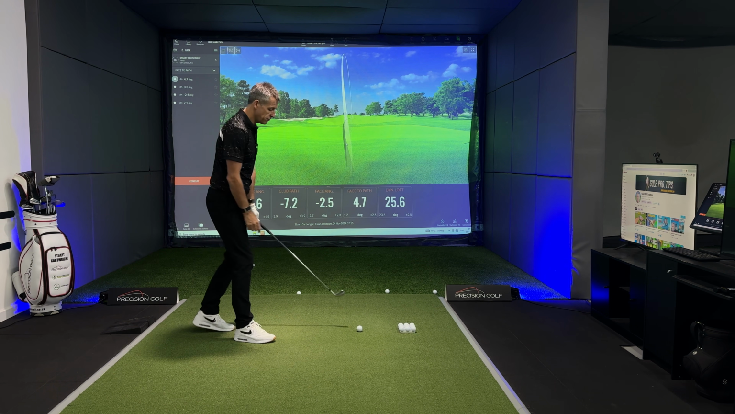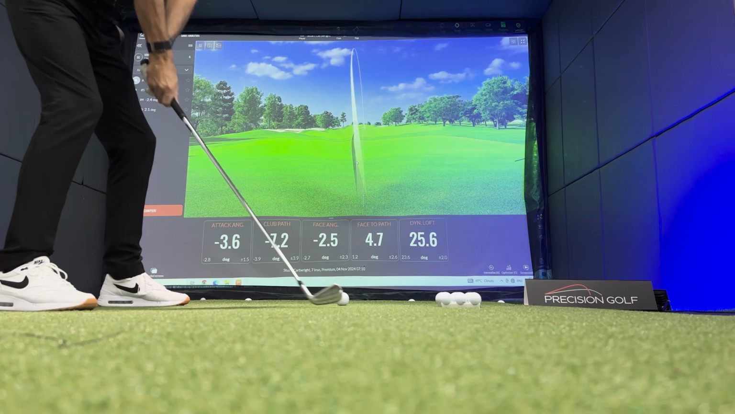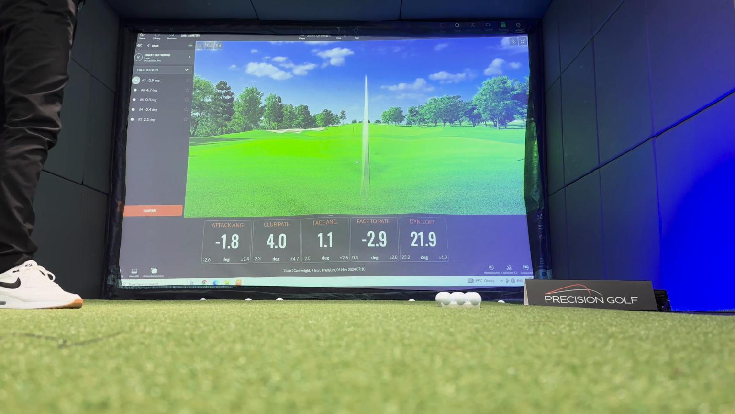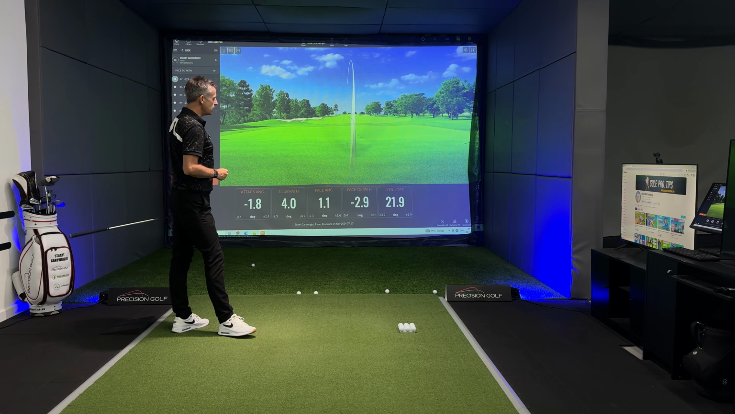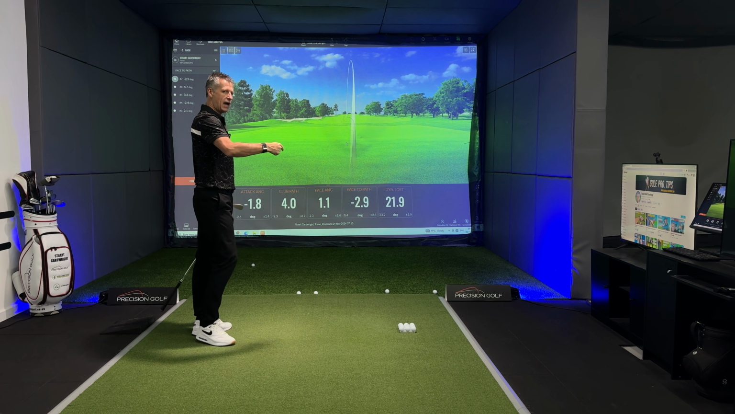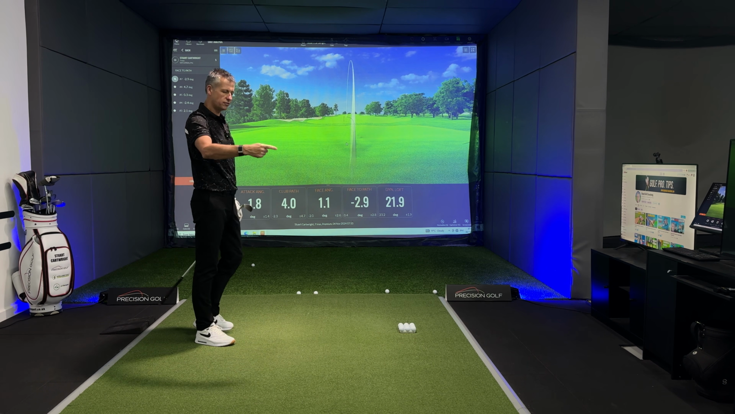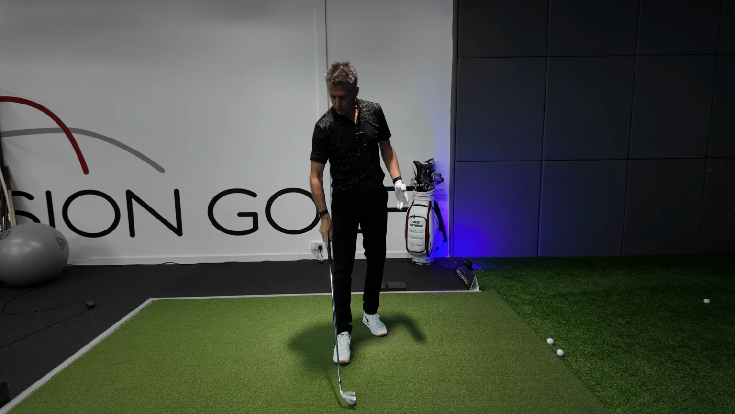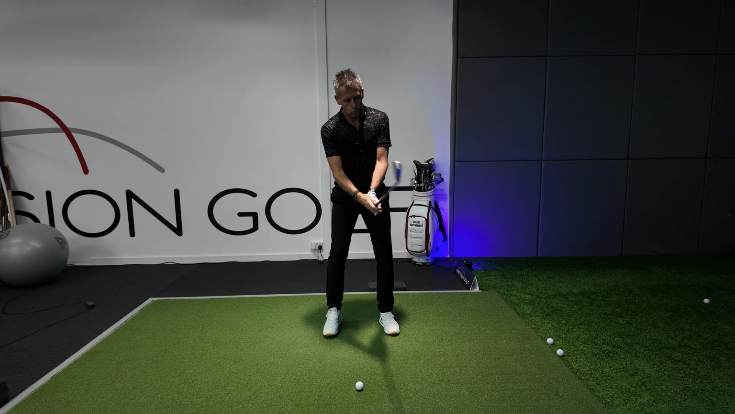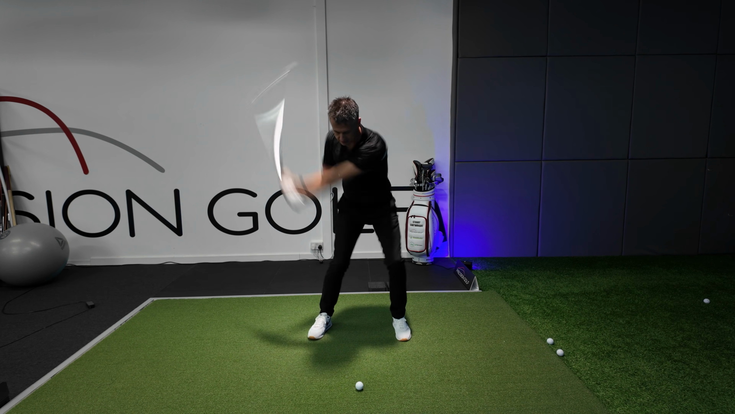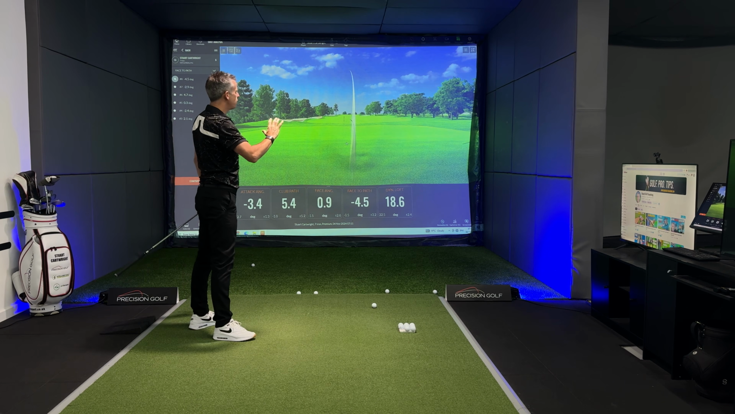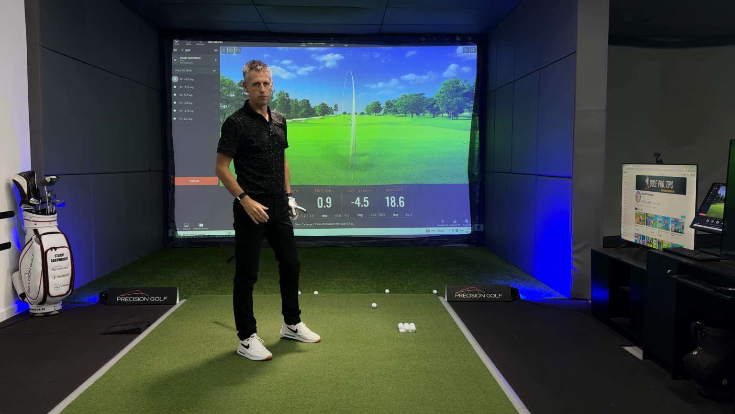Now I'm going to hit myself a draw, and the ball is going to bend to the left. How much it bends to the left will be dictated by the face to path value. That face to path value will then have an impact on the dynamic loft. Now, the more bend to the left we have, the more, in theory, the dynamic loft will reduce, and the more the ball will tend to go forwards, and the further the golf ball will tend to go.